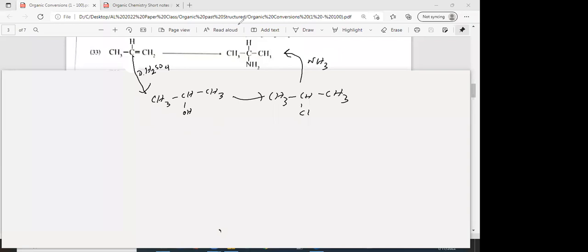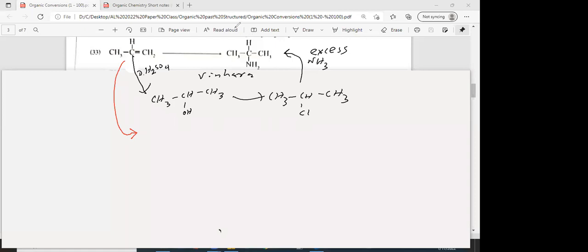Now, what is the other alternative method? You can convert this into HBr. Who has done this? This method was proposed by Vinhara. Vinhara, your method is correct, but you have to put excess ammonia, otherwise you are in trouble.